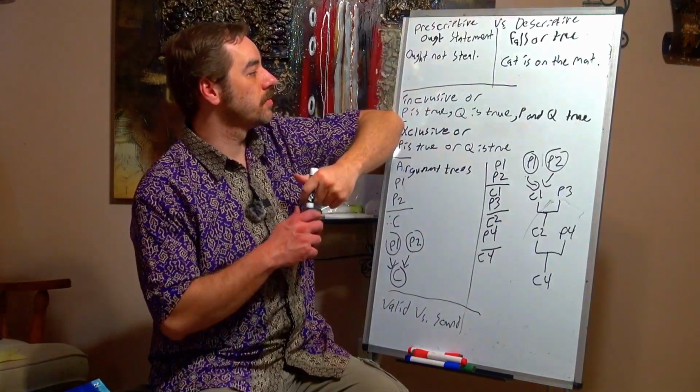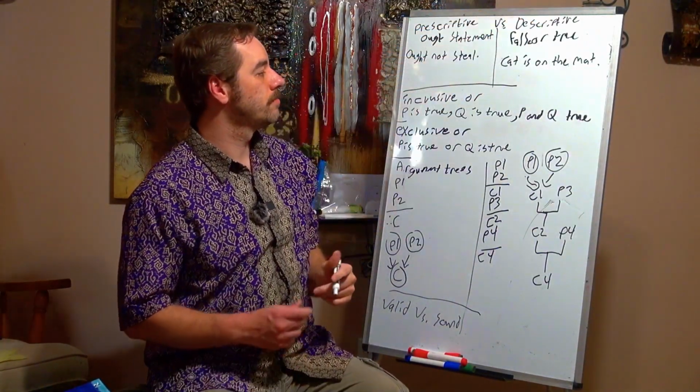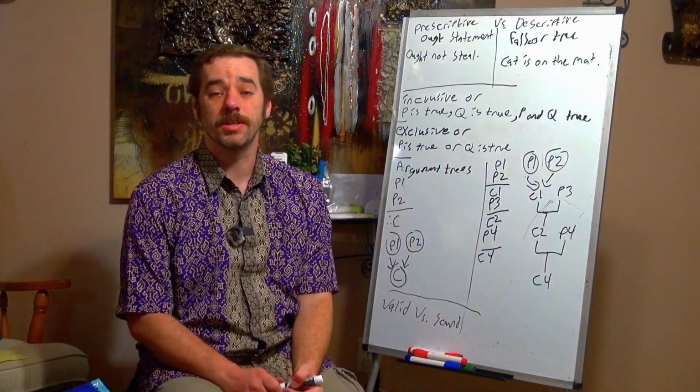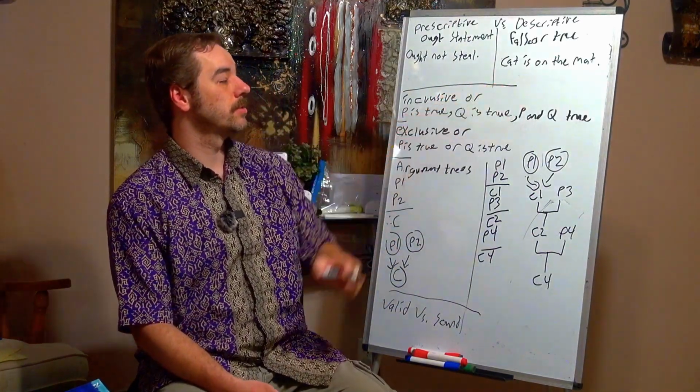Versus descriptive statements. These are either false or they're true. The cat is on the mat. 2 + 2 = 4. Fish live in water. Pigs don't fly, right? They are either false or they are true.